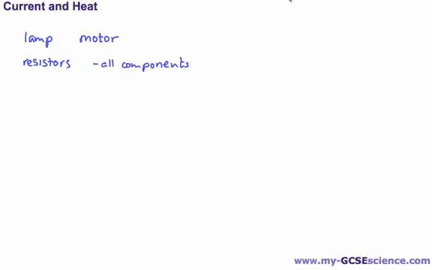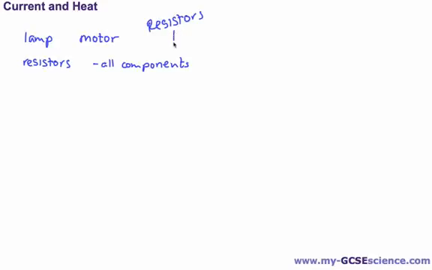Hello and welcome. We are going to have a quick look at the relationship between current flowing through a component and the heat generated. For the purpose of this video we're going to call these components, the lamp, the motor, resistor, and in fact all components, resistors. Obviously resistors are resistors, but we can refer to everything else also as resistors.